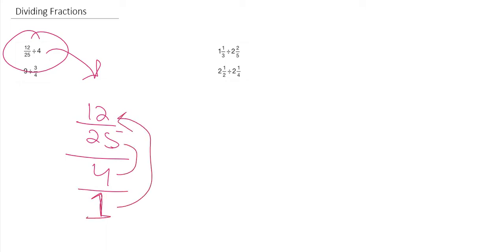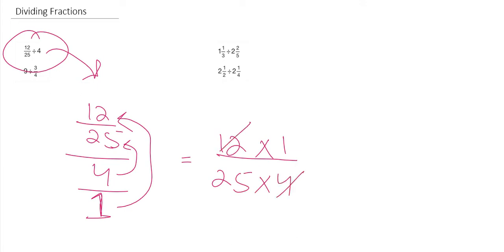And when we have 4 values, we can use it in this form: 12 times 1, 25 times 4. And if there is any cancellation, we can do that. That gives 3 over 25. So this is that thing.